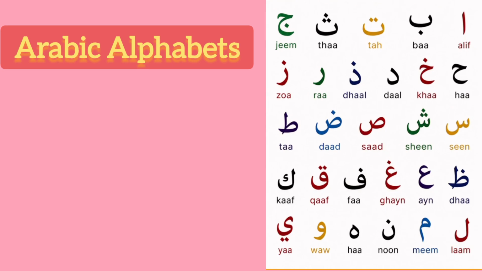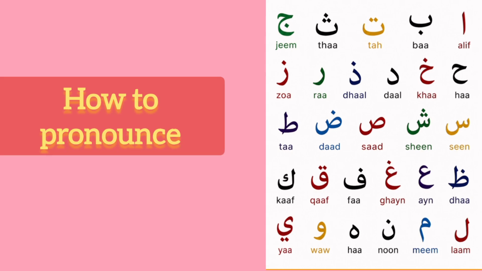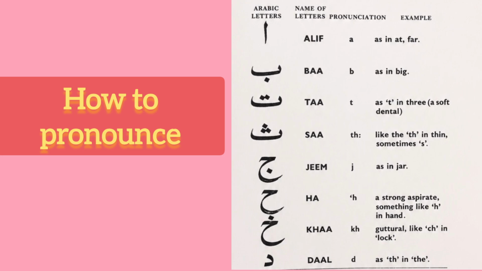If you want to read Arabic or understand the Quran, this is your first step. So, basic info: Arabic has 28 letters and we write Arabic from right to left. Below is the given picture of all the alphabets with their pronunciation. Now we are proceeding with their pronunciation.